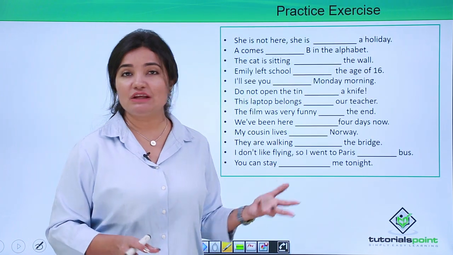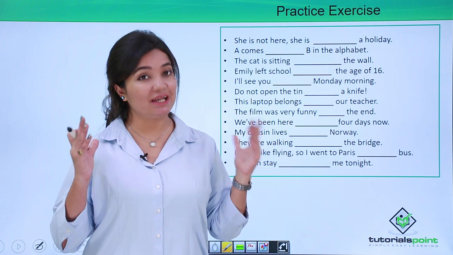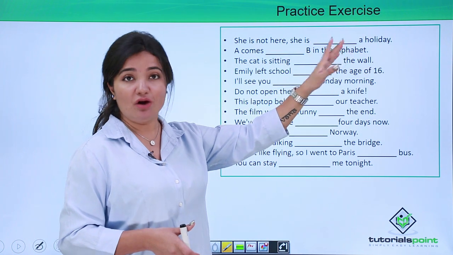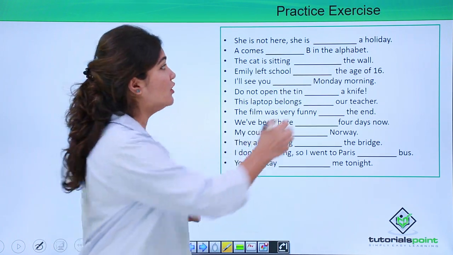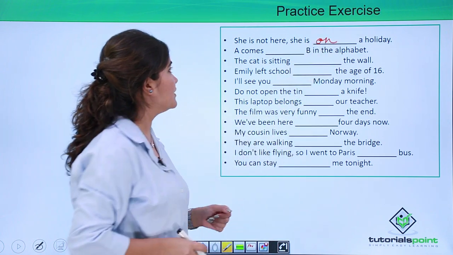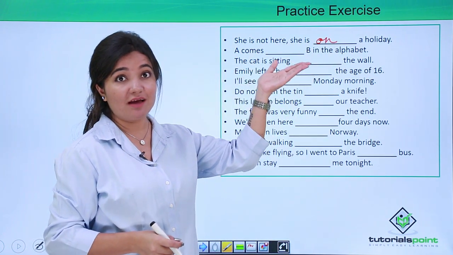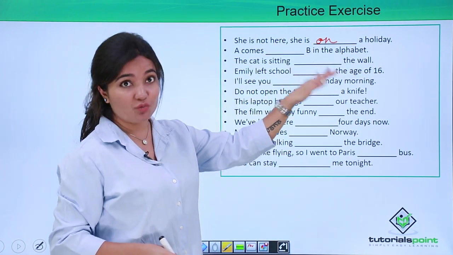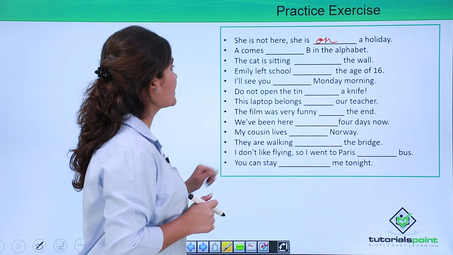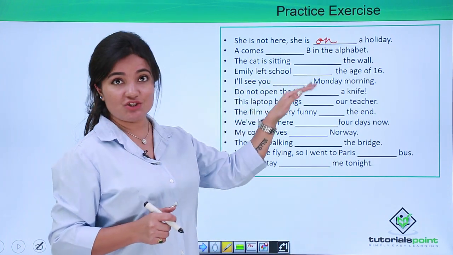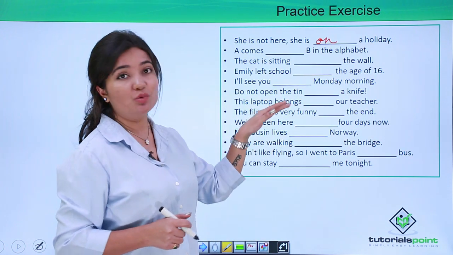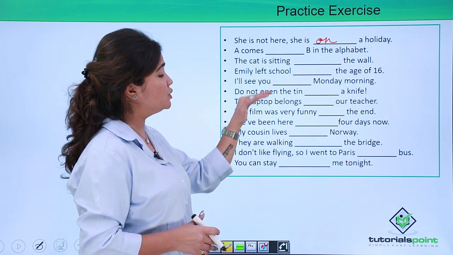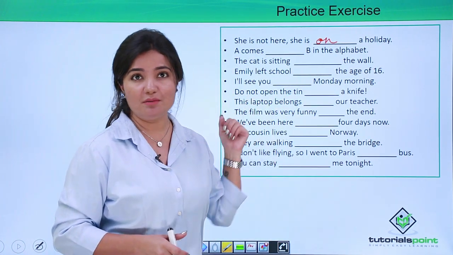Okay. So now that we've studied prepositions and we are so clear about it, let's practice this. She is not here, she is dash a holiday. Of course, she is on a holiday. A comes dash B in the alphabet. A comes after B in the alphabet. The cat is sitting dash the wall. The cat is sitting on the wall. Emily left school dash the age of 16. Emily left school at the age of 16. Of course, when you're trying to be more specific. I'll see you dash Monday morning. I'll see you on Monday morning.